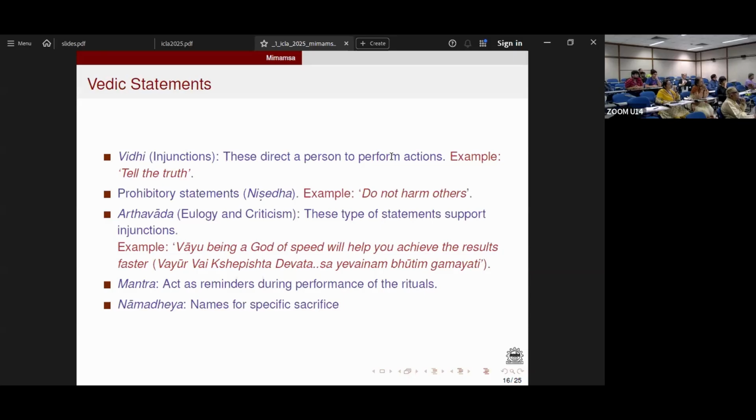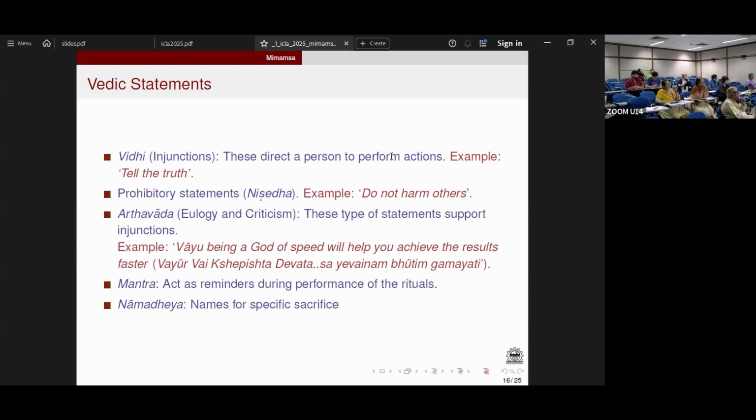So Vidhi basically is an injunction. It tells you to do something. It directs a person to perform an action. So, tell the truth, for instance. Sometimes the examples that I have used here are related to the Vedic context. Some we have used from a general, day-to-day context also, so it becomes easier to understand.